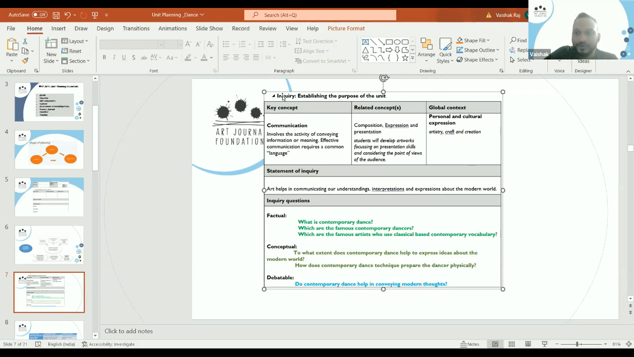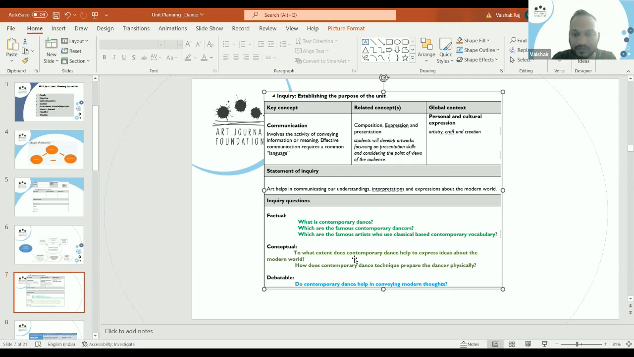Though I'm talking about contemporary dance, I've made it a little more general. Now, see, this statement of inquiry I can relate it with visual arts also. I can relate it with drama also. I can relate it with music also. So now it has become generic across the portfolio. But at the same time, it is art related. Anyone who sees this statement of inquiry can understand this is from an art subject.